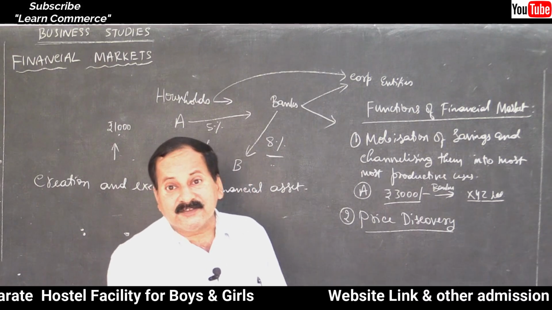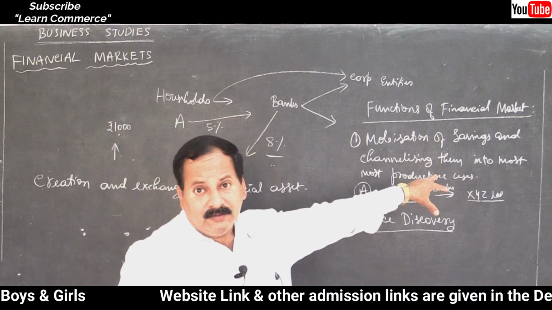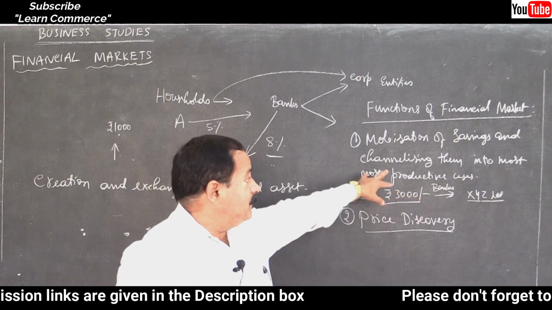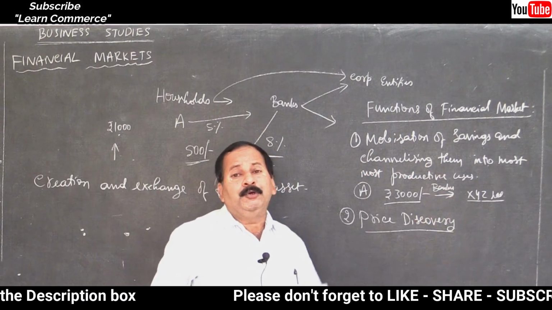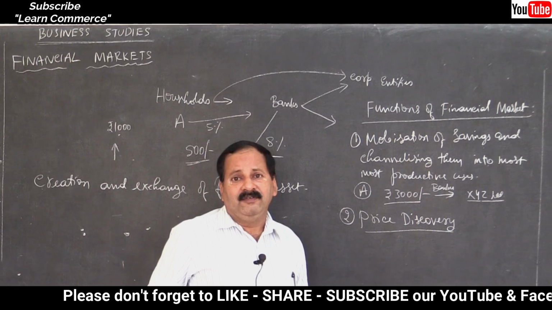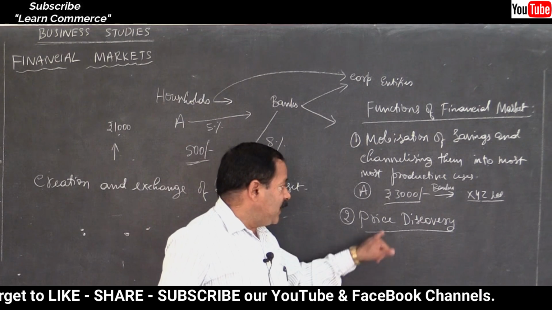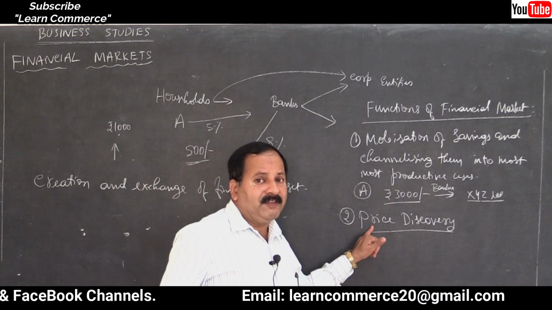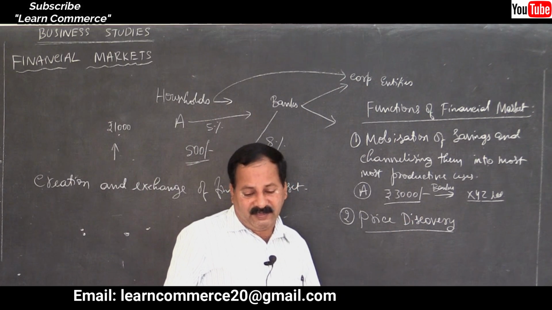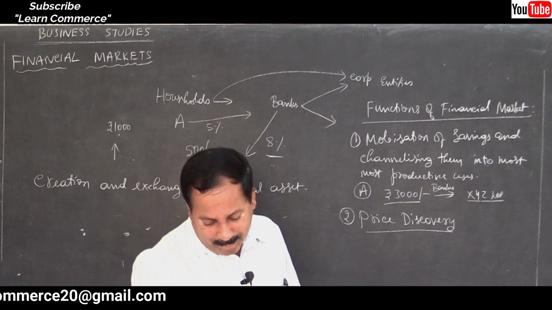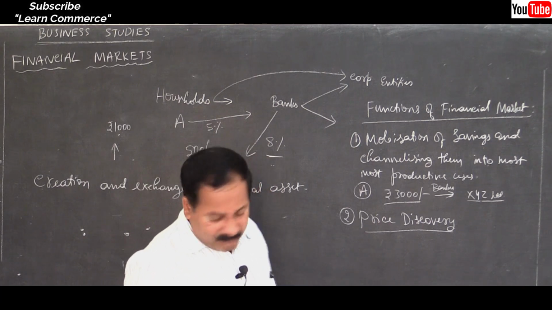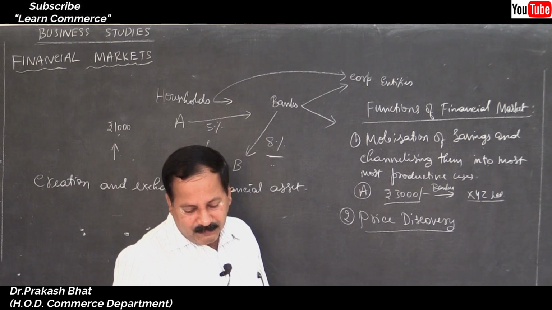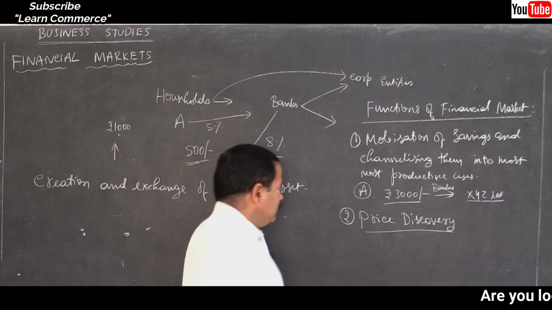So by doing this activity of channelizing funds into productive areas, the companies or the banks or any other investor will come to know how much return they will receive. So that itself is called the deciding of the interest factor, isn't it? Interest rate on the investment made is nothing but price discovery. This is another function done by the financial market. Then the third one is providing liquidity to financial assets.